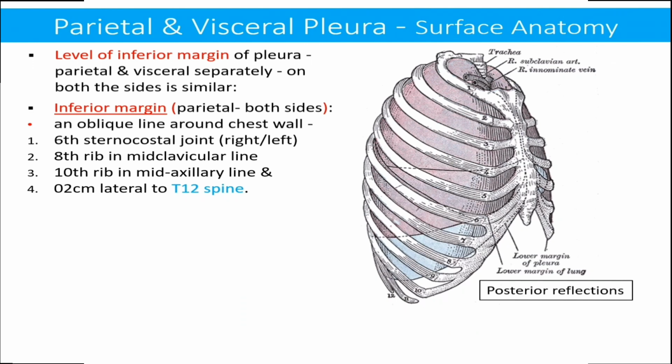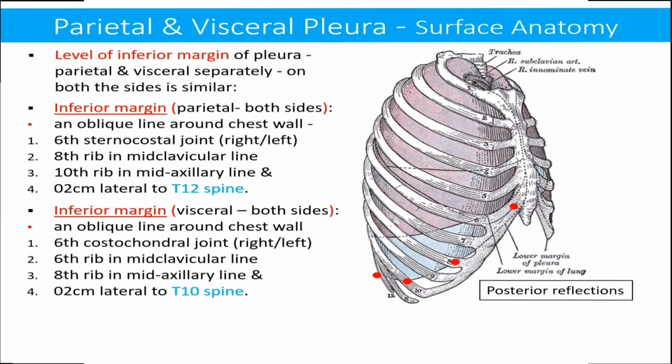First, the inferior margin of parietal pleura is indicated by taking an oblique line around the chest wall by taking the following points. Number 1, sixth sternocostal joint. Number 2, eighth rib in mid-clavicular line. Number 3, 10th rib in mid-axillary line. And finally, the fourth point is taken as 2 centimeter lateral to T12 spine.